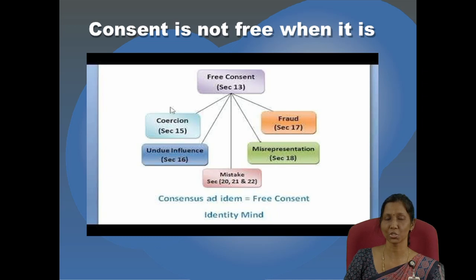Next, this consent is not free in the following situations. There are many situations. If the consent is caused by coercion, misrepresentation, fraud, undue influence or mistake, we can say the consent is not free. Each has a different section. Free consent comes under Section 13, coercion under Section 15, undue influence under Section 16, fraud under Section 17, misrepresentation under Section 18, and mistake under Sections 20, 21 and 22.